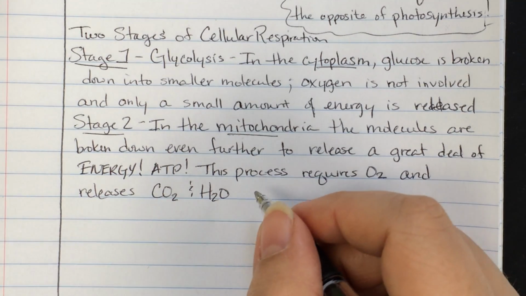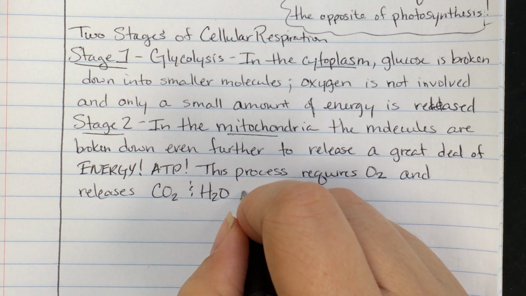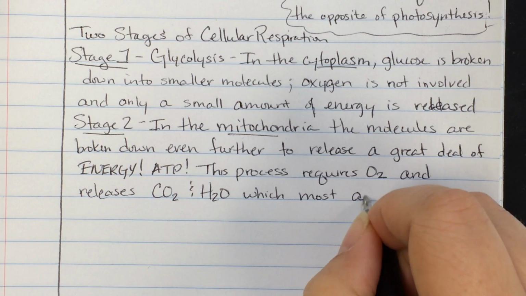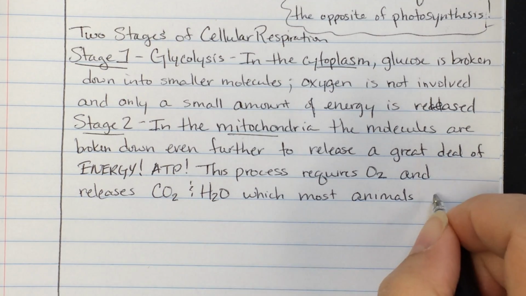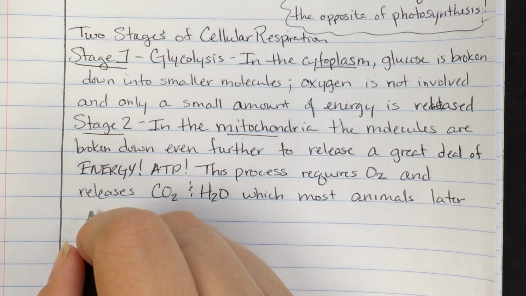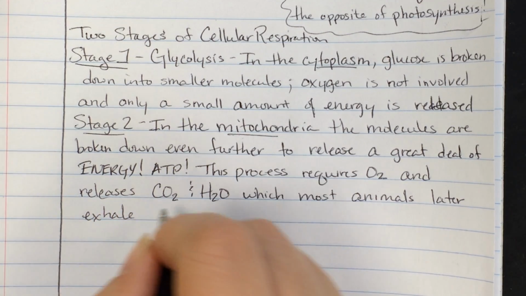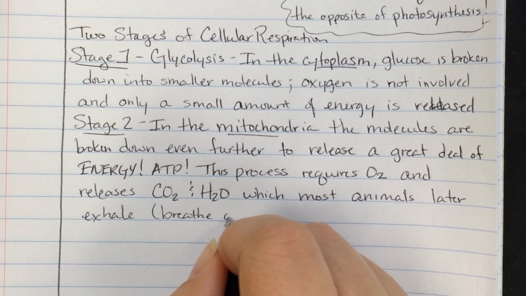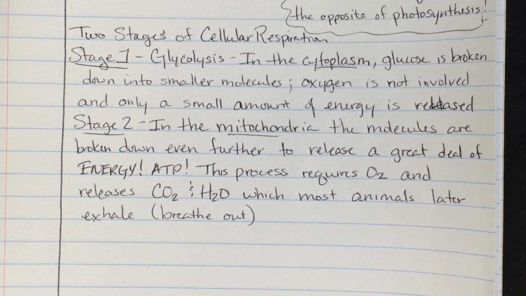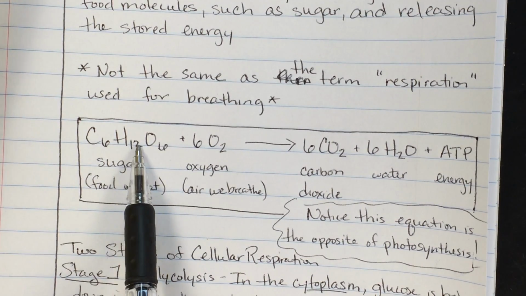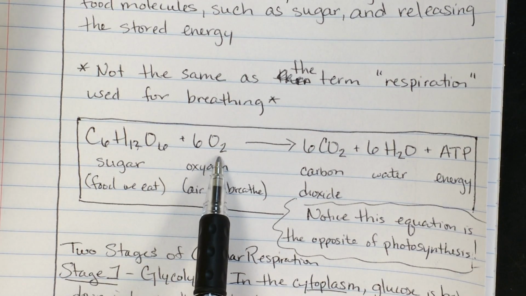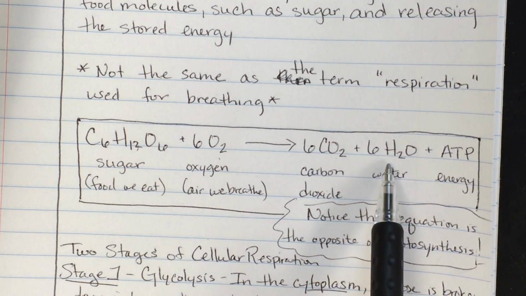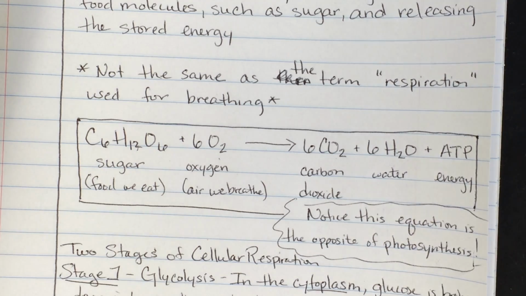Now those don't necessarily stay in your system. In fact, most animals later exhale these. And exhale is a fancy word for breathe out. So during the course of your day, you eat food and inhale oxygen. Your little mitochondria takes that, breaks it down to release CO2, H2O, and harvest some energy.